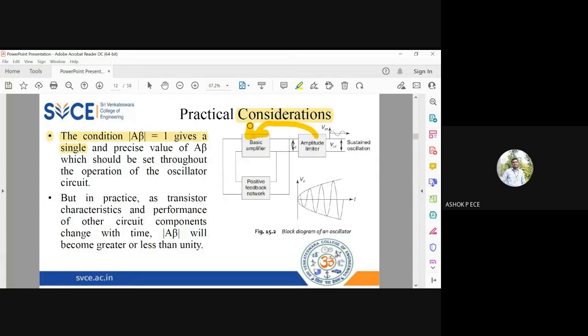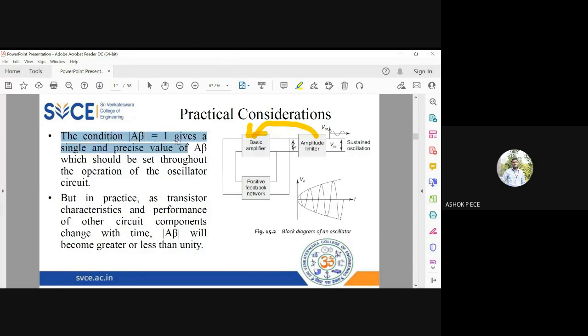Your basic common emitter amplifier has this circuit internally. So whenever some values go out of range, the amplifier will limit that value to a fixed range. Okay, the amplifier will limit the values to the fixed range.